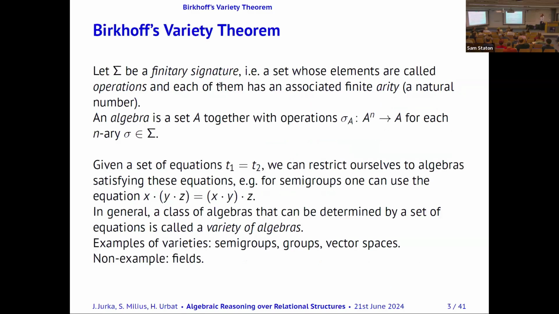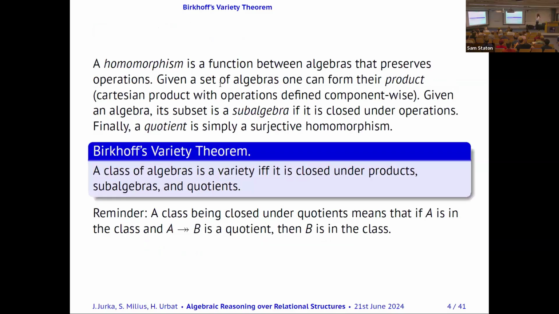So here's a very brief reminder of the classical case of Birkhoff. We have some set, and on it we have some operations. Then we can talk about equations. For example, this is an associativity equation, and classes of algebras that can be described by equations are called varieties. Some examples are semigroups, groups, or vector spaces. A non-example are fields. The easiest way to see that this is a non-example is that it's not closed under products. And now Birkhoff's variety theorem classifies these varieties.